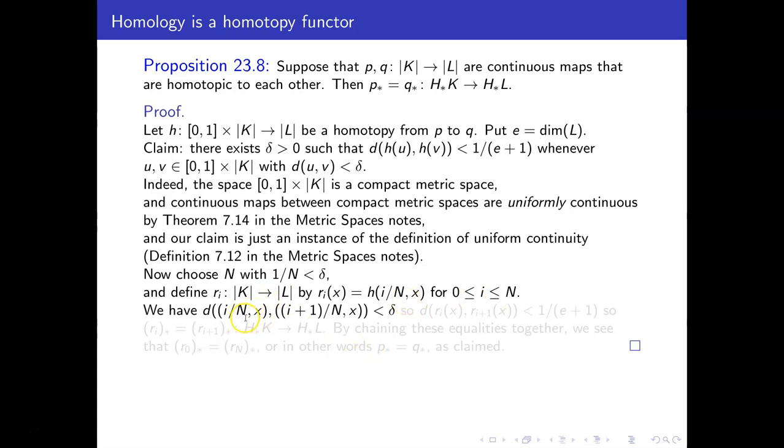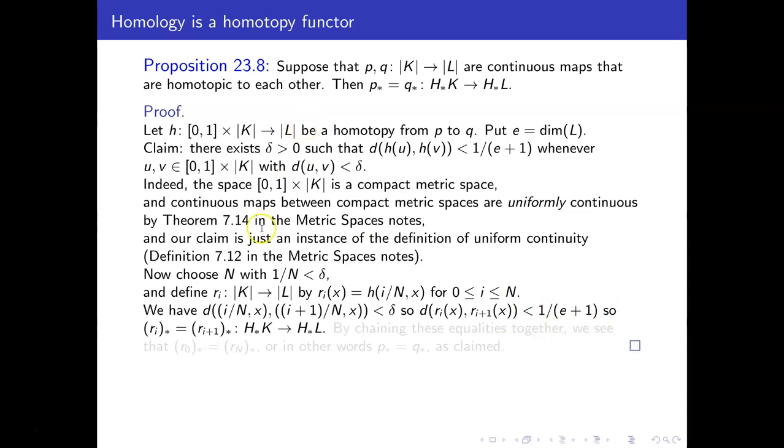So if you look at the distance between (i over n, x) and (i plus 1 over n, x), that's less than delta. And delta was chosen so that when you've got two points separated by less than delta, the images under H are going to be separated by less than 1 over E plus 1. That's how we chose our delta. So the image of the first under H is R_i of x, and the image of the second is R_{i+1} of x. So R_i and R_{i+1} are separated by less than 1 over E plus 1.